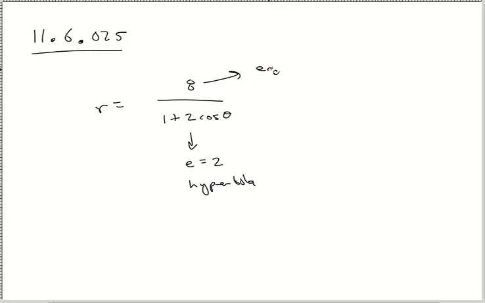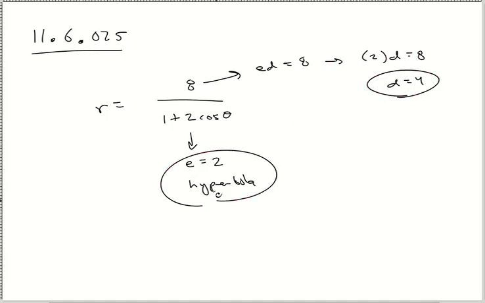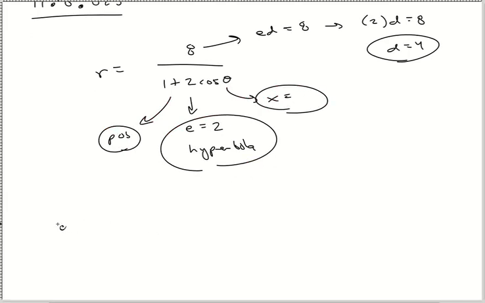This is ed equal to 8. Well, I know that e is equal to 2, so 2 times d is equal to 8. Divide by 2 on both sides, and you get 4. So d equals 4, e equals 2. Notice that we got a positive, so that's nice. And then we got x equals that. So e is equal to 2, hyperbola. Directrix is x equals a positive 4.